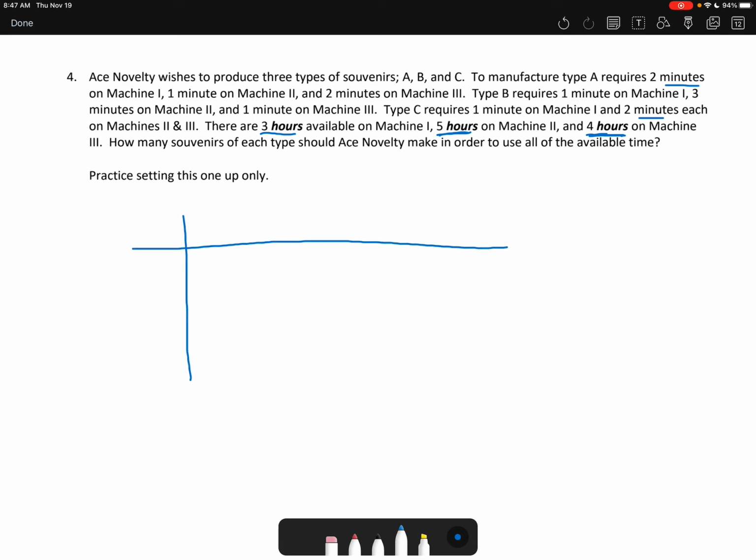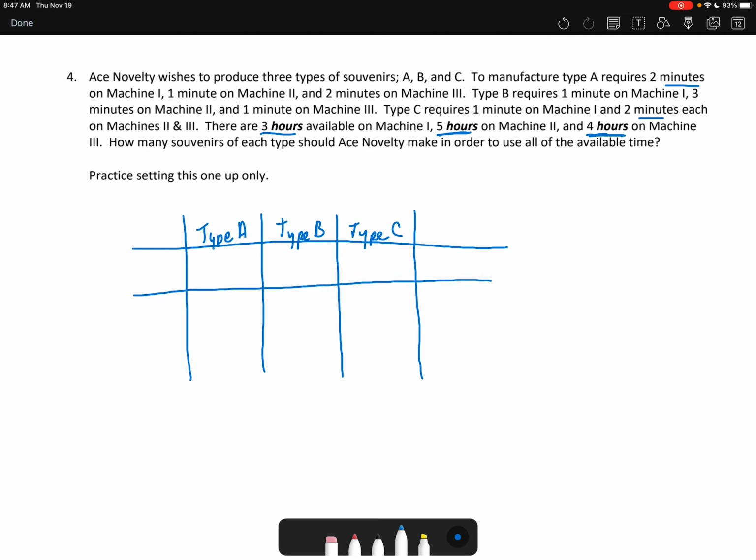So what I'm going to put across the top are the types. So we've got type A. I'm going to make a column for that. Type B in its next column. Type C in a third column. And then across the rows, I'm going to put the machines. So we have a machine 1, a machine 2, and a machine 3.